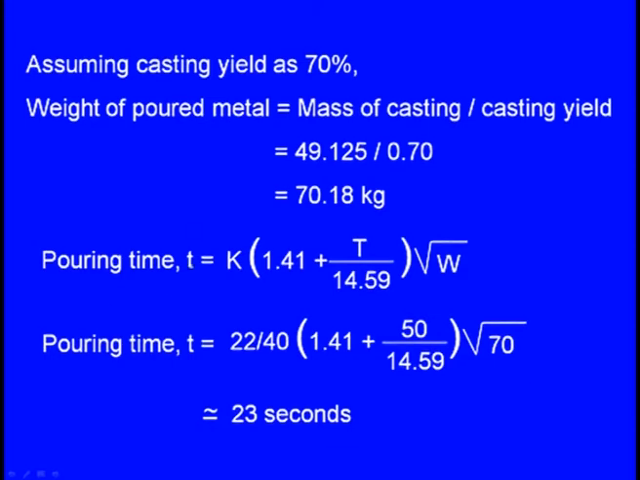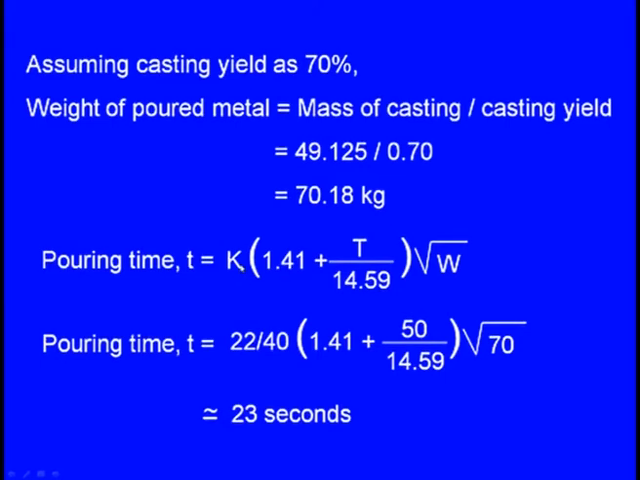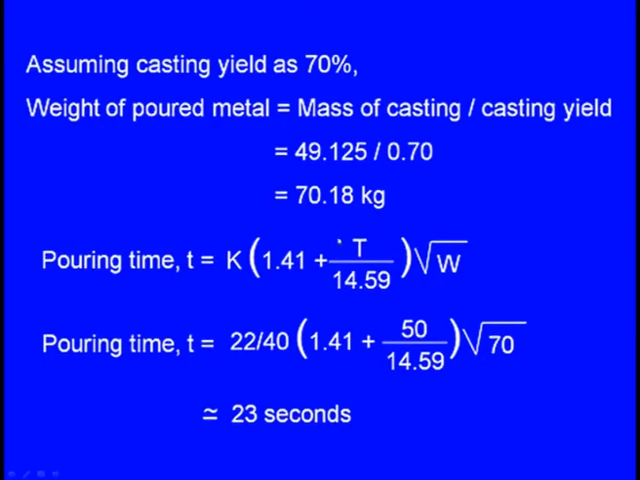Now, pouring time T is equal to, this is the formula, K multiplied by (1.41 plus T by 14.59) multiplied by root of W, where K is 22/40. Here we are substituting for T, the thickness of the casting, that is 50 mm, and W is 70, we have rounded it to 70. Now, pouring time is almost equal to 23 seconds. Now, we need to calculate the choke area.